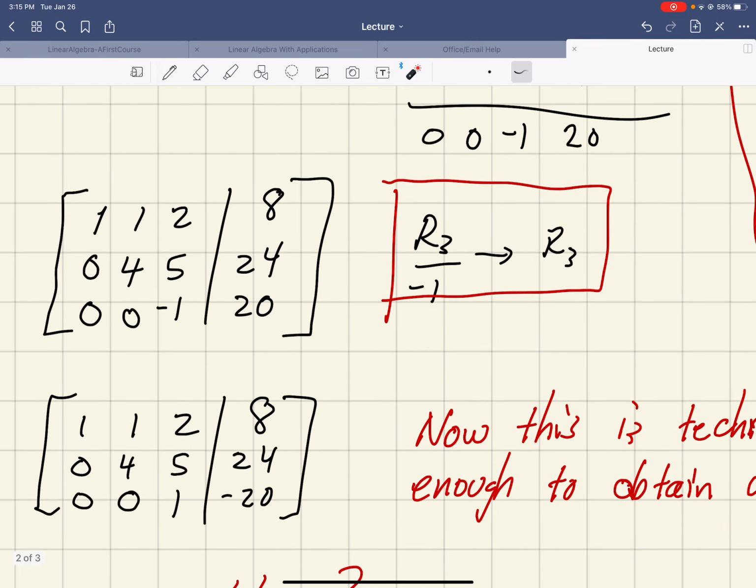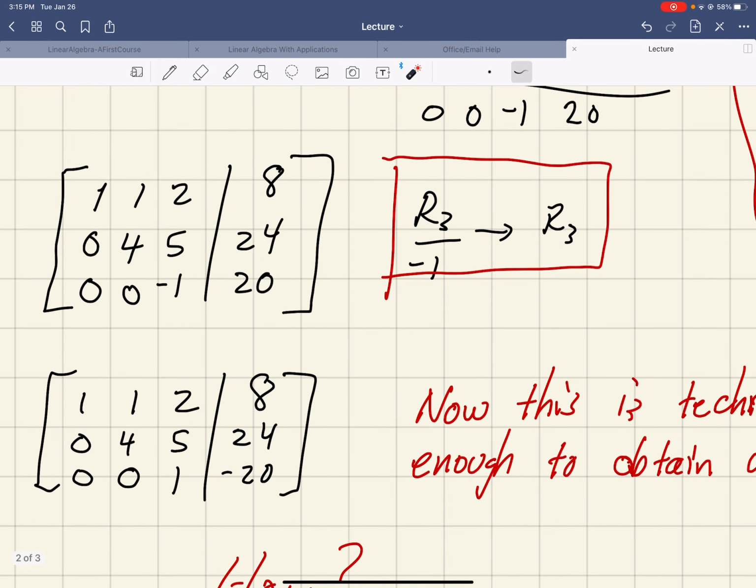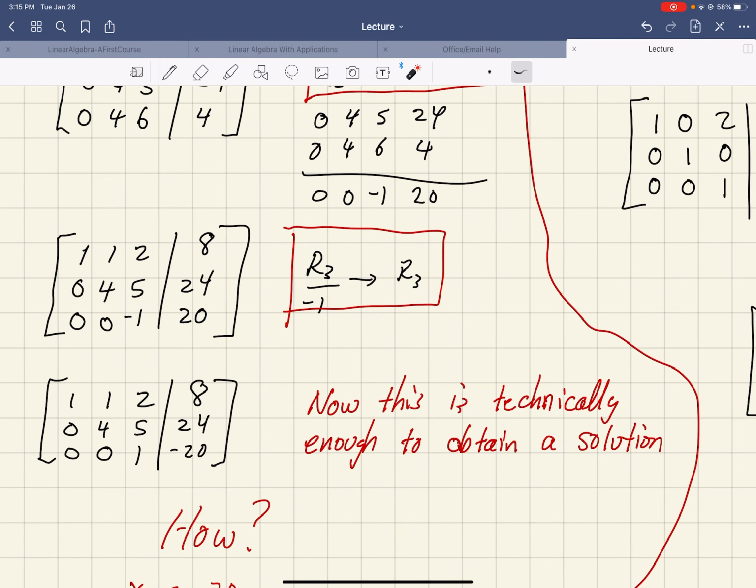And I didn't do the calculation there, but it turns a -1 into positive and a positive 20 into -20. Now I make this note here saying, okay, now this is technically enough to obtain a solution. This is actually what they call row echelon form. And so we're in row echelon form right now. And once you're in row echelon form, you can pull the solution straight out of the matrix.